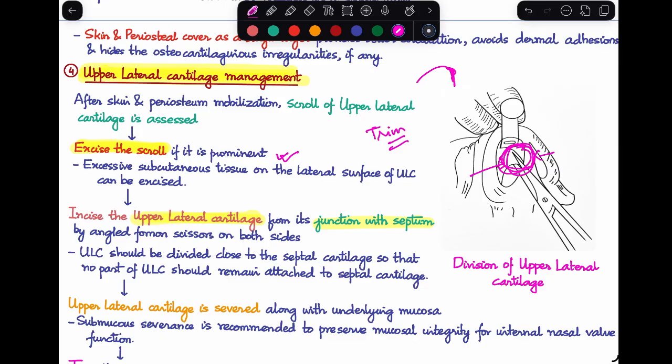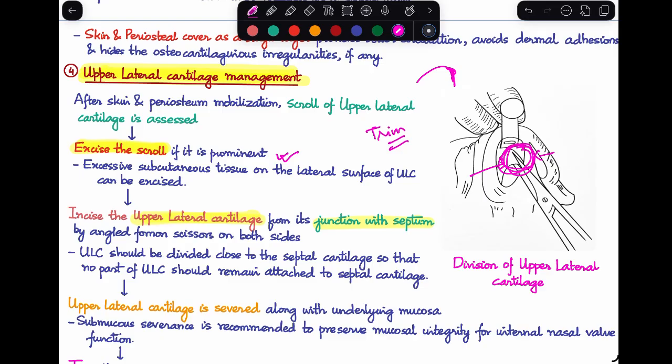Next, we will be trimming the upper lateral cartilage based on our requirement, but we have to be very careful that we do not end up over trimming the whole thing, because that can itself lead to a pinched nose appearance post-operatively.